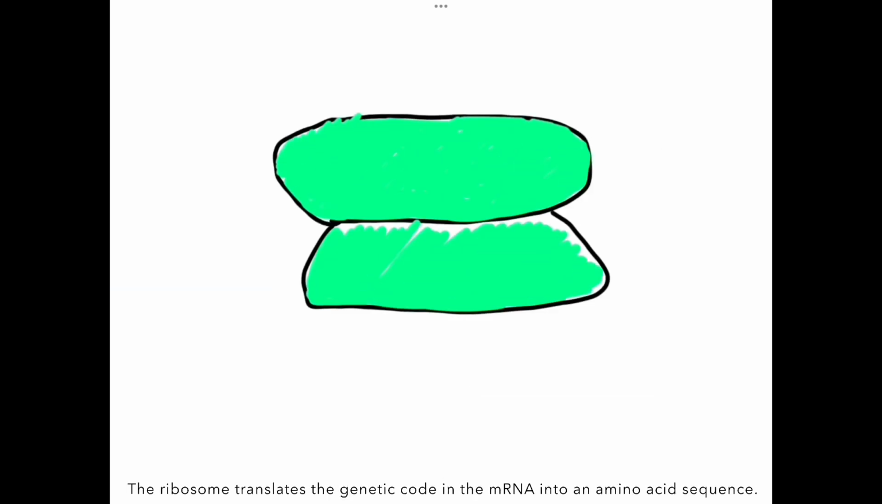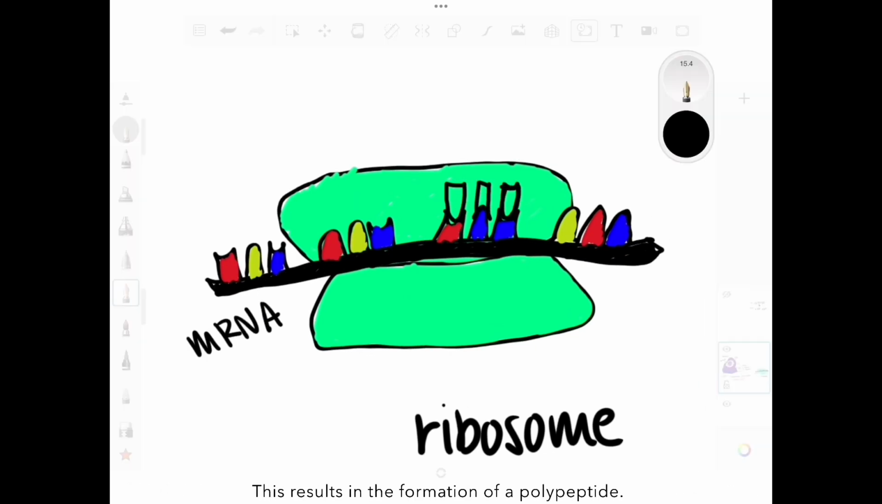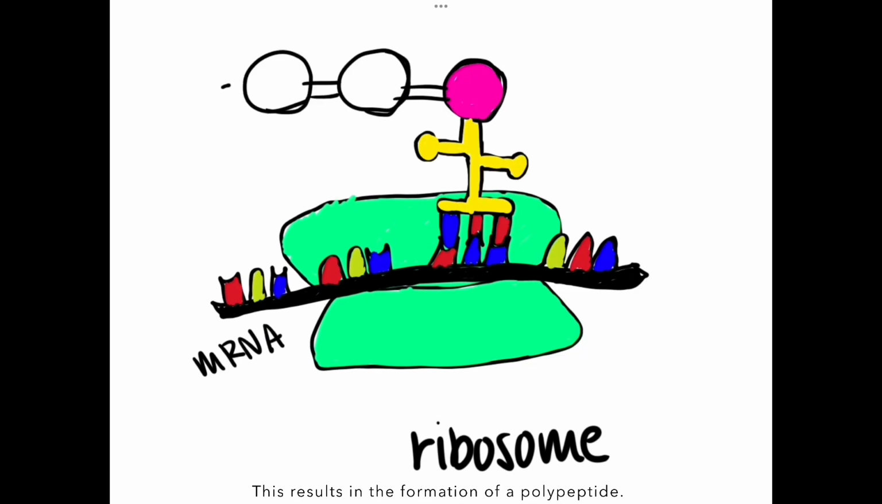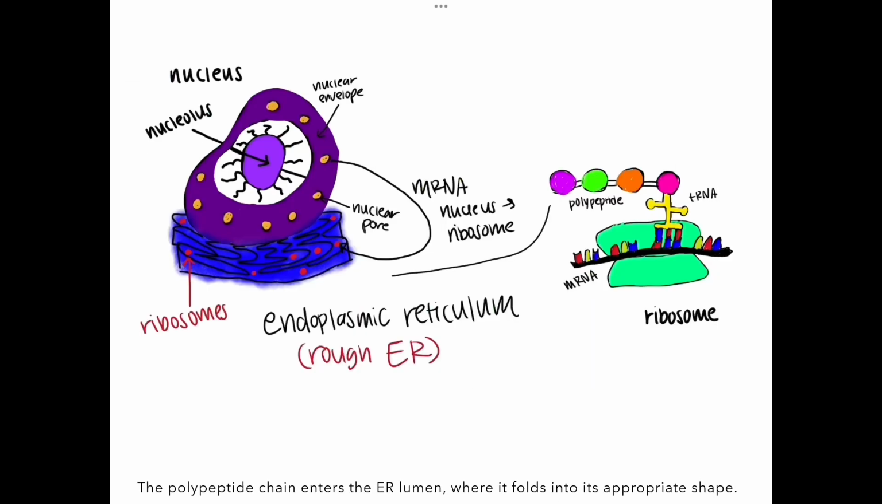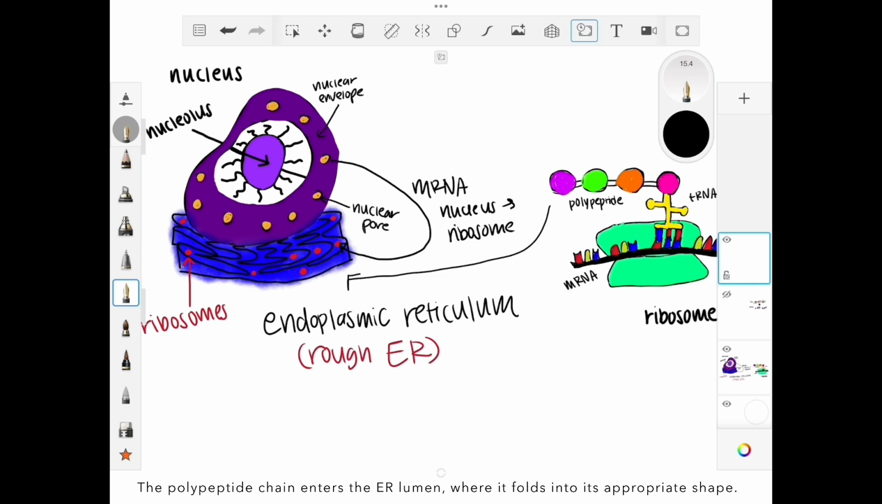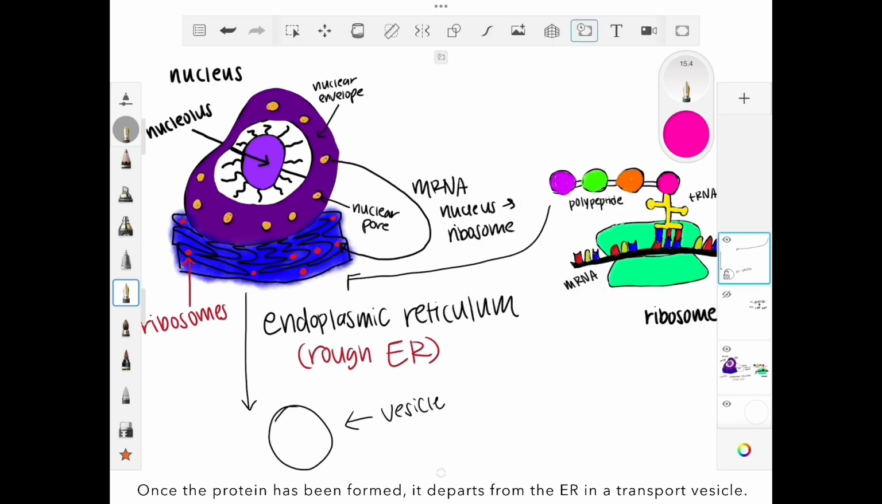The ribosome translates the genetic code in the mRNA into an amino acid sequence. This results in the formation of a polypeptide. The polypeptide chain then enters the ER lumen where it folds into its appropriate shape. Once the protein has been formed, it departs from the ER in a transport vesicle.